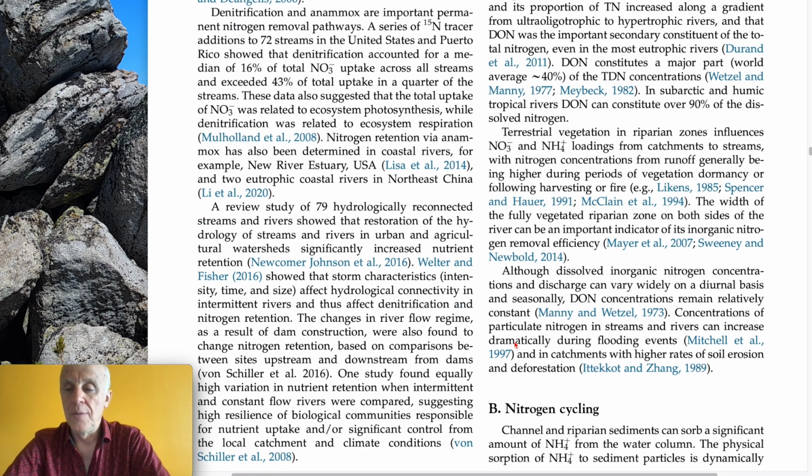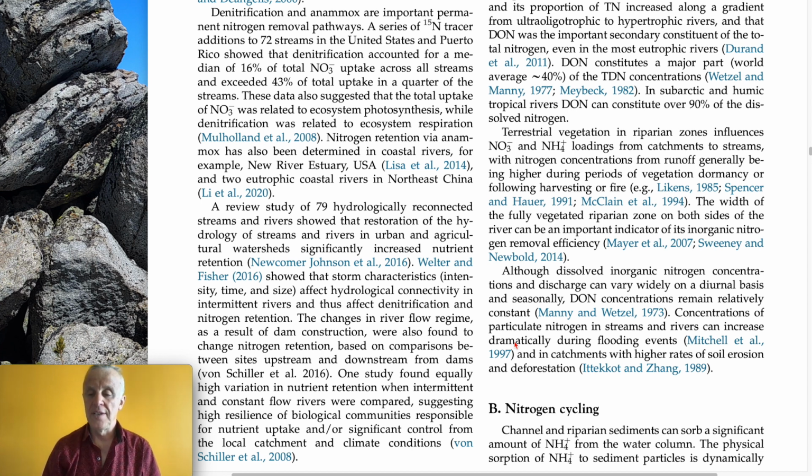Terrestrial vegetation in a riparian zone influences nitrate and ammonium loading from catchments to streams, with nitrogen concentration from runoff generally being higher during periods of vegetation dormancy or following harvesting or fire. The width of the fully vegetated riparian zone on both sides of the river can be an important indicator of its inorganic nitrogen removal efficiency.